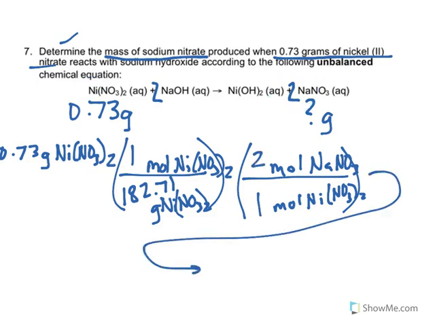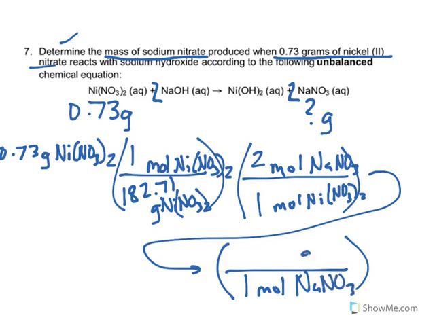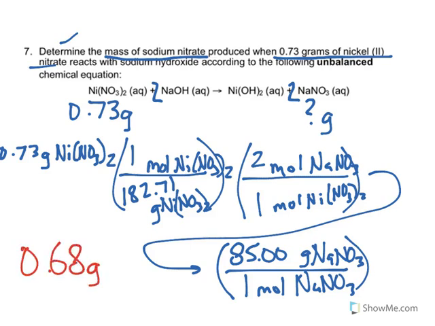I'm out of room, so I'll come back down here again. 1 mole of NaNO3, and we need to find that guy's molar mass. Sodium's a 22.99 plus 14.01 for the nitrogen, plus 16 times 3 for the oxygen, comes out cleanly to 85.00. Multiply across the top, divide across the bottom to 2 sig figs. Looks like we get an answer of 0.68 grams of NaNO3.